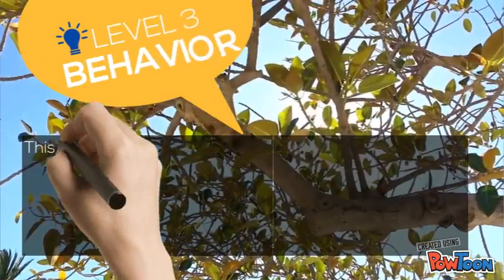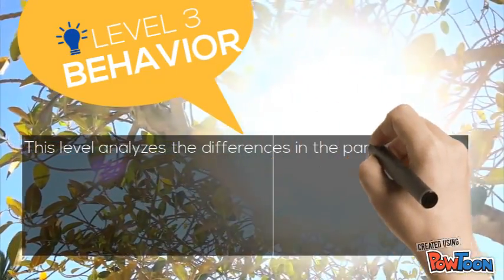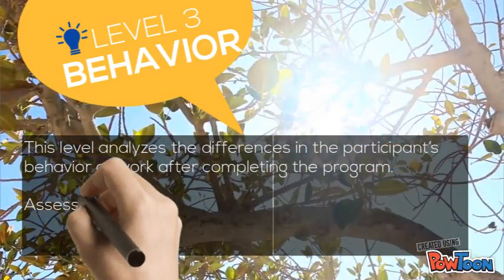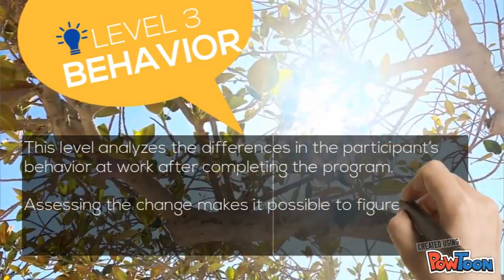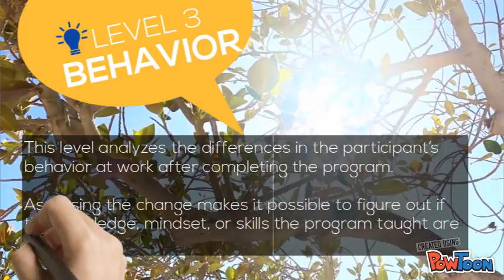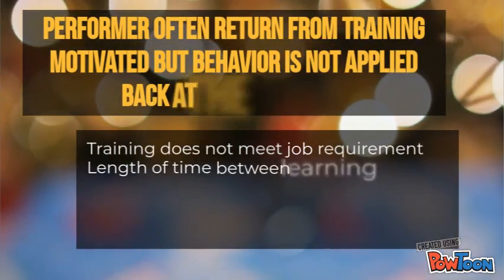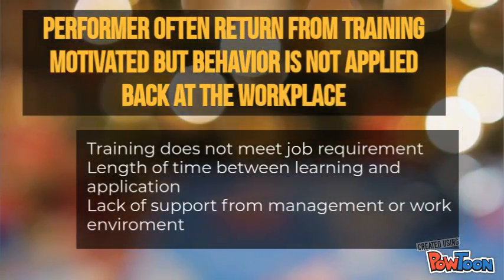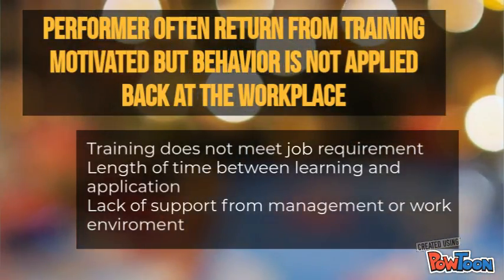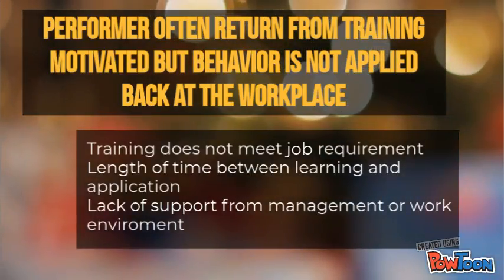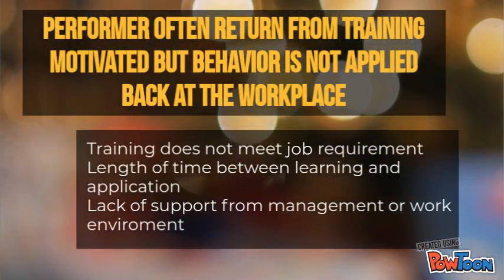The third level is called behavior. This level analyzes the differences in participants' behavior at work after completing the program. Assessing the change makes it possible to figure out if the knowledge, mindset, or skills the program taught are being used in the workplace. Performers often return from training motivated, but behavior is not applied back at the workplace. Why? Because training does not meet the job requirement, because of the length of time between the learning and application, and as well the lack of support from management or the work environment.